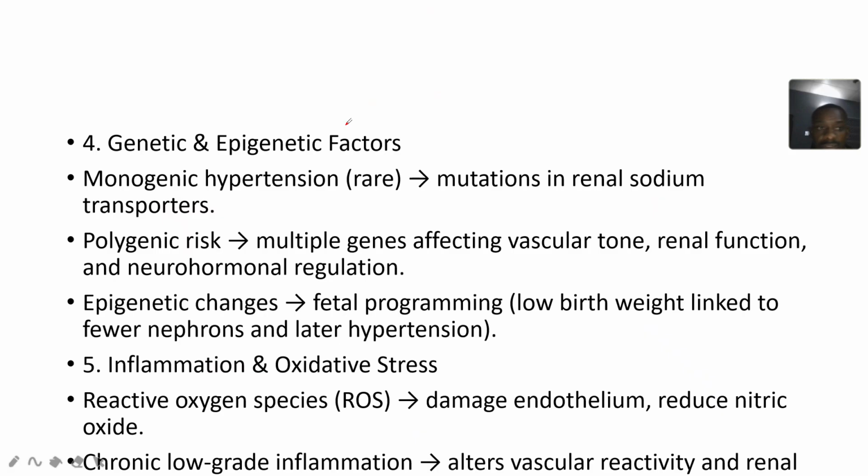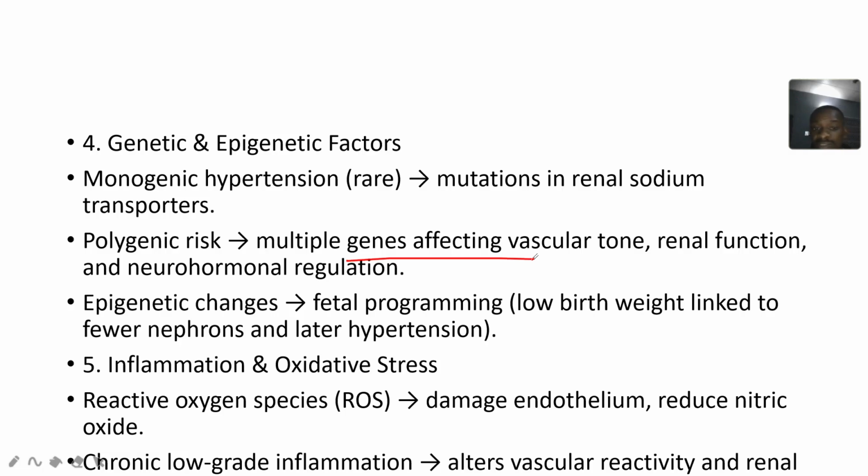Okay. So we got all right. So genetic and epigenetic factors. We have the monogenic hypertension where there's mutation in renal sodium transporters. We have the polygenic risk where multiple genes affect the vascular tone, the renal function, and neurohormonal regulation.